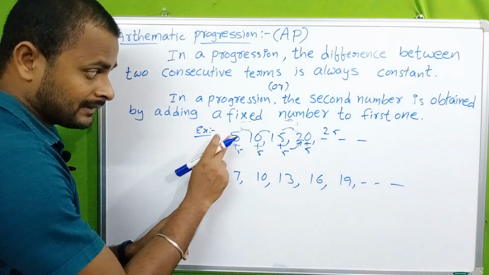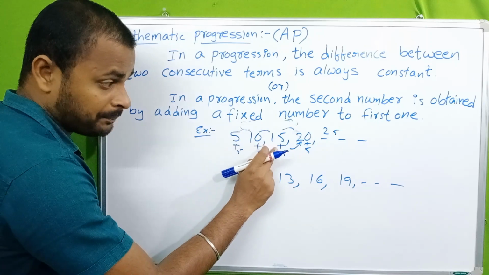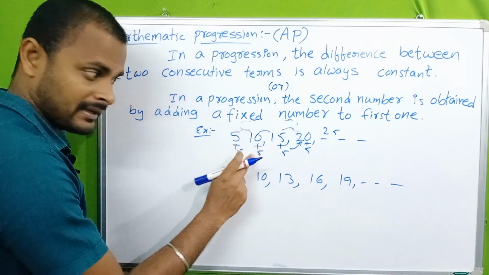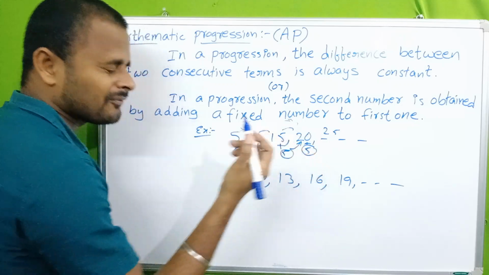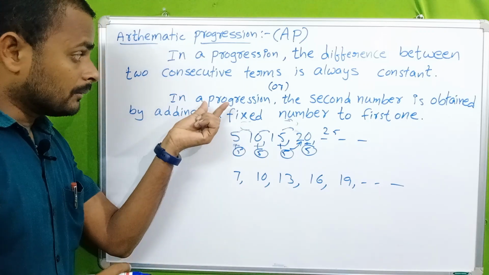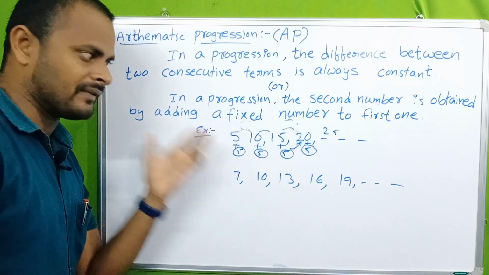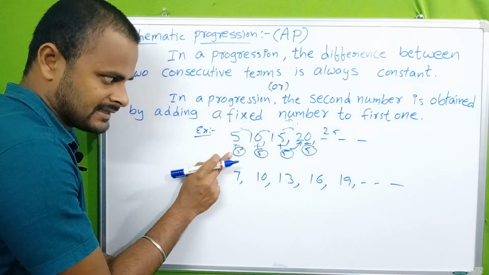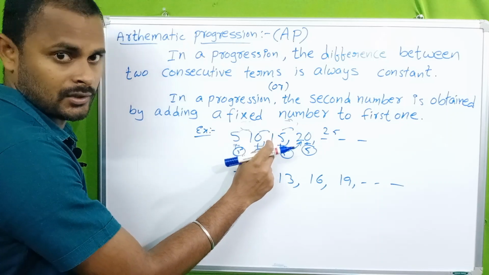So here the second term is obtained by adding a number, and the third term is obtained by adding a constant number. Here the constant number is 5. So this kind of number series is called arithmetic progression. So in a progression, the second number is obtained by adding a fixed number to the first one. To the second one, adding a fixed number to get the third one, like this way.